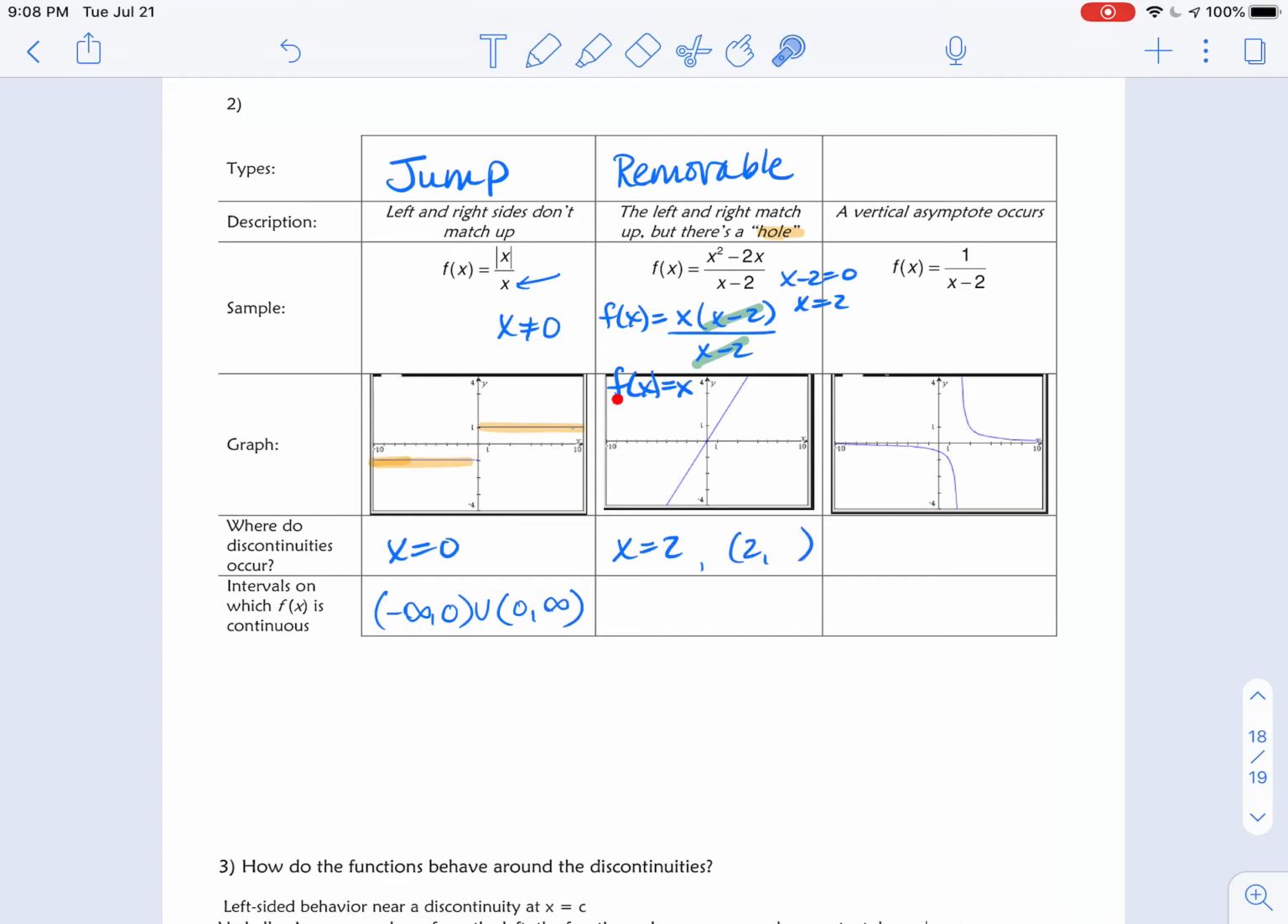If I wanted to find the corresponding y value, I would substitute this 2 back into our function. So we'd have f of 2, and wherever we have an x, we just substitute in a 2. So we can see that at x equals 2, we have a y value of 2, and that's the coordinate where we'd have our hole. And so on our graph, it would look something just like this. Everywhere else, the function is continuous.